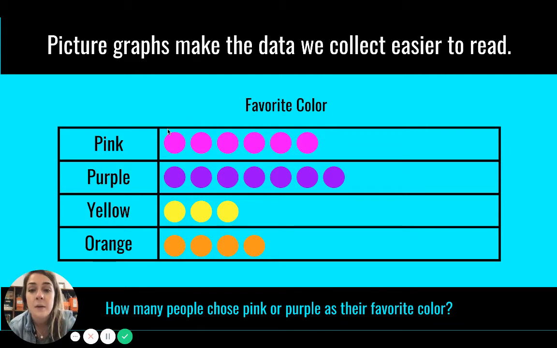Let's count together. 1, 2, 3, 4, 5, 6. There were 6 people who chose pink, but now I also have to count the people who chose purple. So I'm going to count on: 7, 8, 9, 10, 11, 12, 13. So 13 friends chose pink or purple as their favorite color.